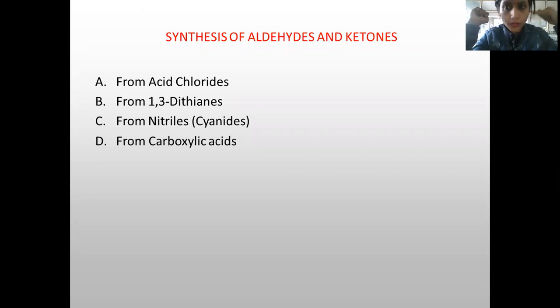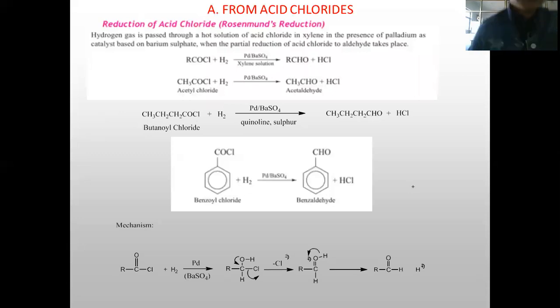First, they can be prepared from acid chlorides. Then from 1,3-dithianes. Then from cyanides or nitriles, and then from carboxylic acids. So let us take up each of them one by one. From acid chlorides, the most common preparation is the Rosenmund reduction. That is the reduction of RCOCl, the acid chloride, with hydrogen on a palladium barium sulfate catalyst. And the product is an aldehyde.